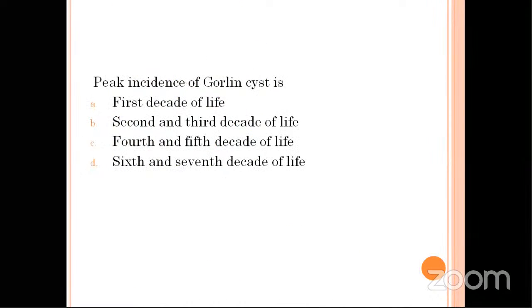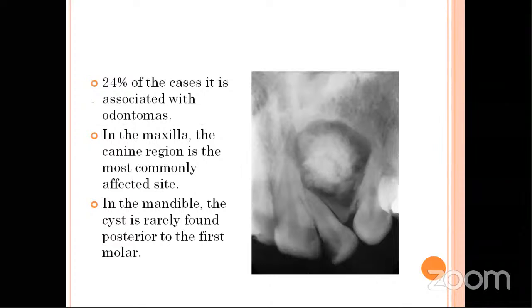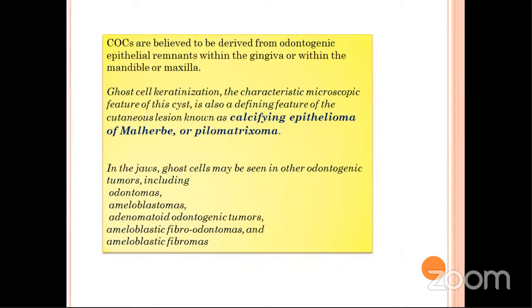The peak incidence of Gorlin cyst, the calcifying epithelial odontogenic cyst, is the second and third decade of life. The typical radiographic appearance is a driven snow appearance, and there will be presence of ghost cells in this Gorlin cyst. Most commonly it is seen in the maxilla, and the canine is the most common region. If it is present in the mandible, the posterior mandibular region is most common, and this is seen along with the presence of ghost cells.